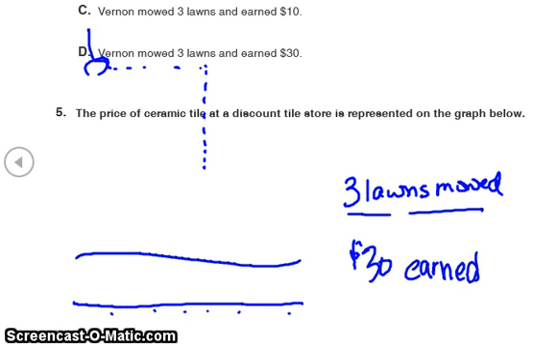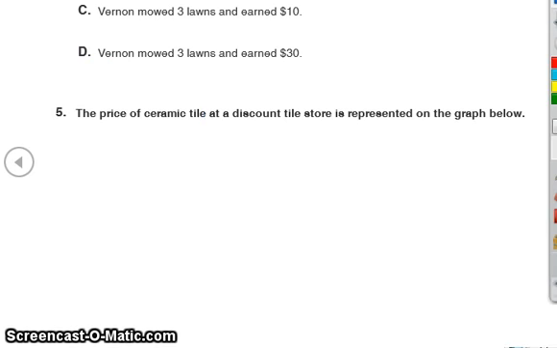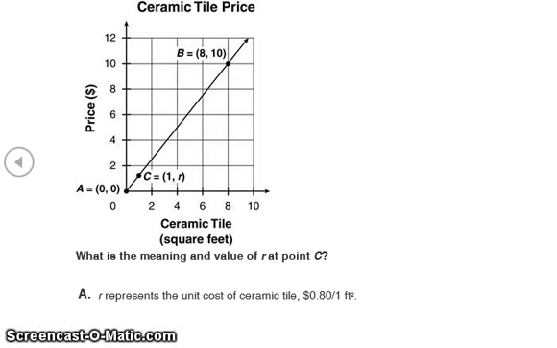So let's look at the next 2 choices. C says Vernon mowed 3 lawns and earned $10. That does not include the correct numbers. D, Vernon mowed 3 lawns and earned $30. That's the best answer choice for that question. Number 5, the price of ceramic tile at a discount tile store is represented on the graph below. Here's our graph. What is the meaning and value of R at point C?